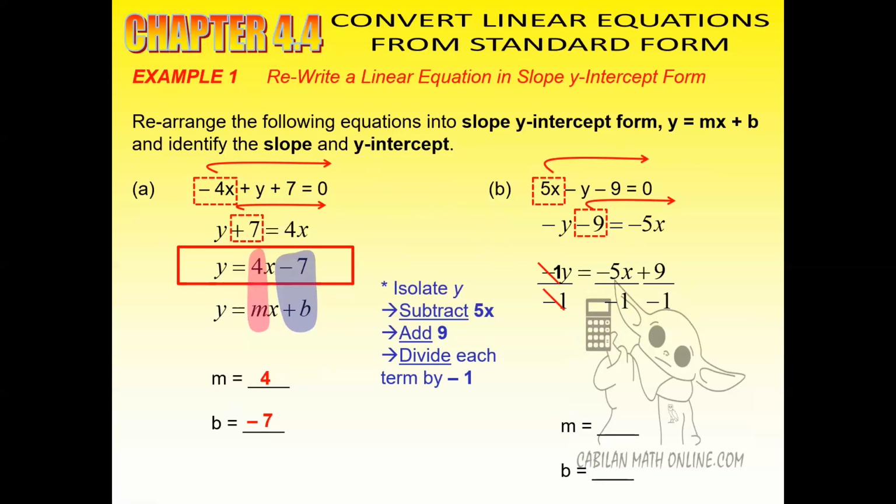All we're going to do here is understand again, we have two negatives, so that's going to become a positive. And for the 9 over -1 there, since we have a positive and a negative, that changes to a negative. So what we wind up with here is the final answer will be y equals positive 5x, which we just write as 5x minus 9. So you can see here, the m here is the 5, and the -9 here will be the y-intercept.